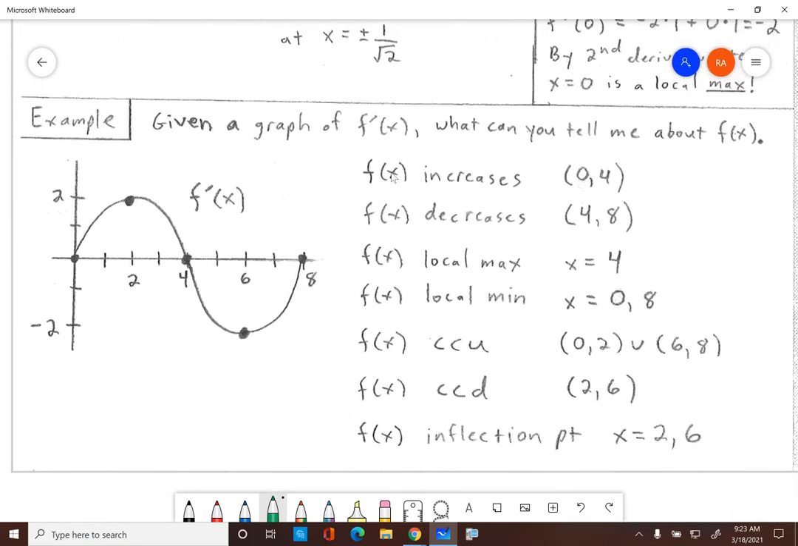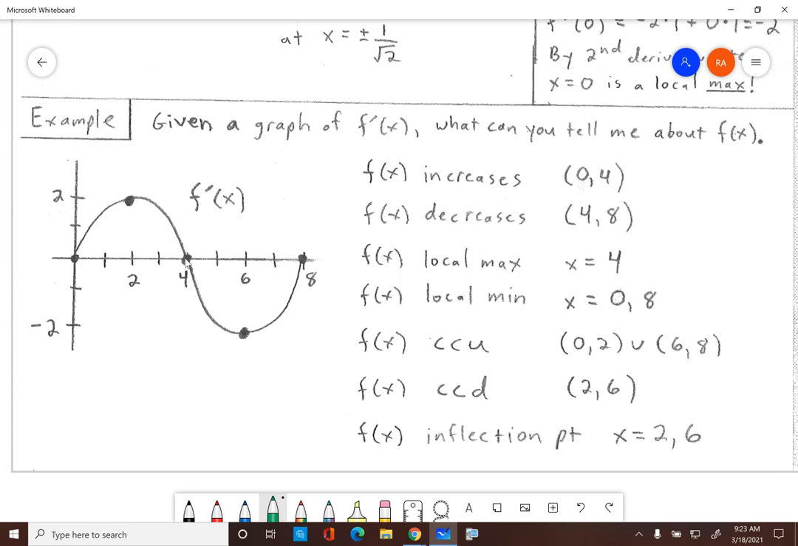And then for this last example here, it's just like, what do I know looking at a derivative graph about the original function? Well, check this out. If this is a derivative graph, what I know about f is, since the derivative is positive from 0 to 4, the original function has to be increasing this entire time. And then from 4 to 8, the derivative is negative. What do I know when the derivative is negative? The original function is decreasing.